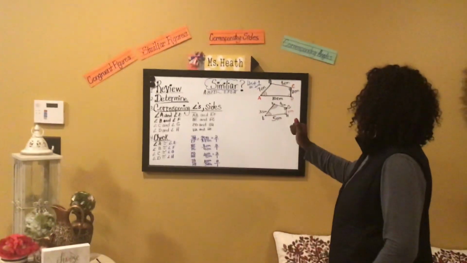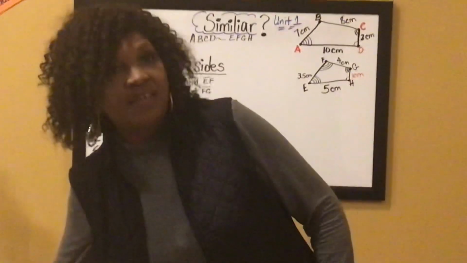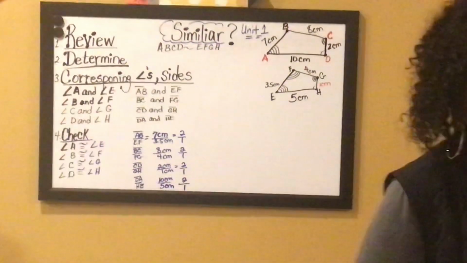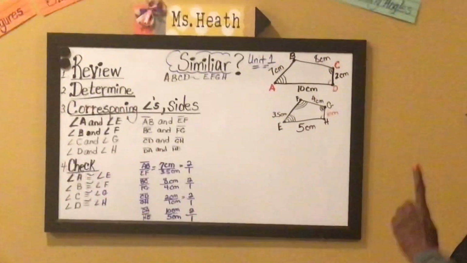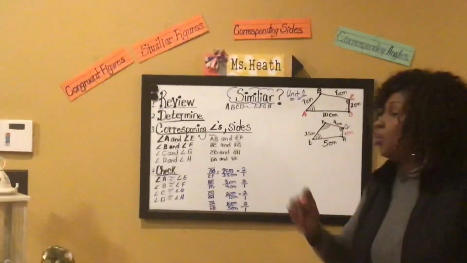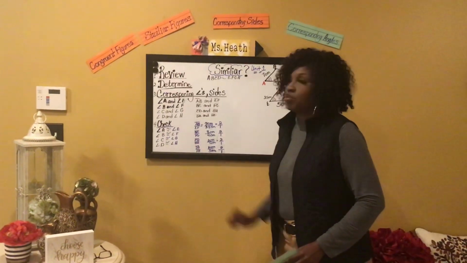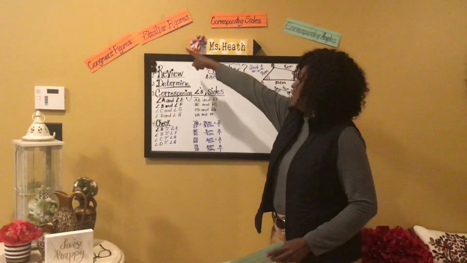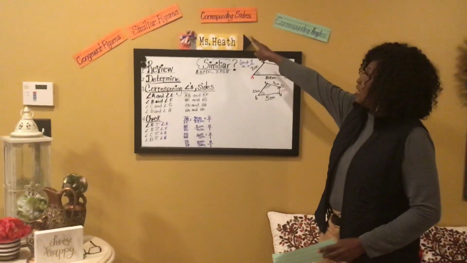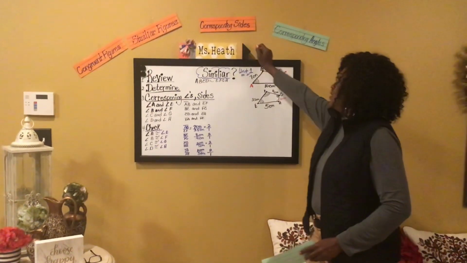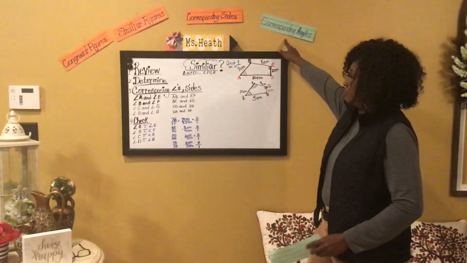Today we're going to talk about how we can distinguish two different shapes and identify them, these two figures, identify them and determine if they are similar. So, before we can do that, we need to know these terms above. We need to know what a congruent figure is. We need to understand what similar figures are. We need to understand corresponding sides. And last but not least, corresponding angles.